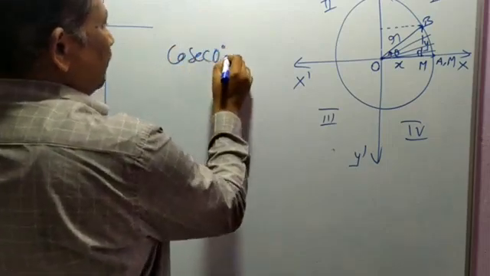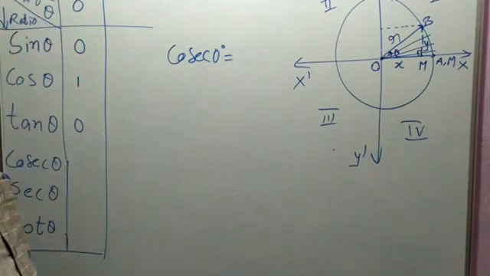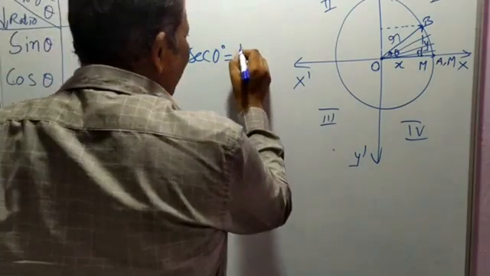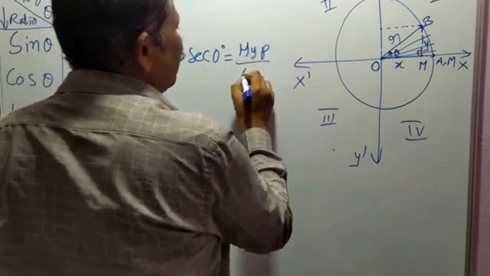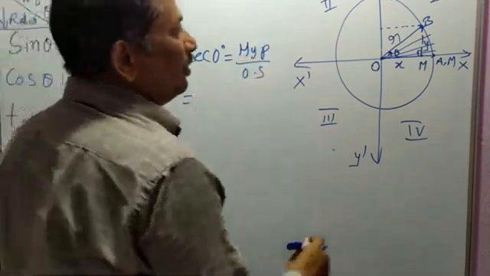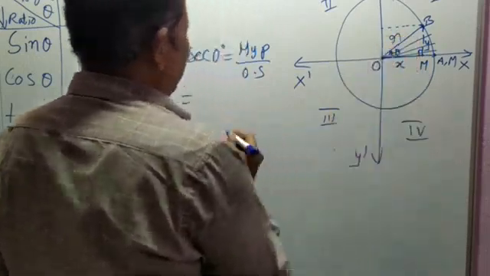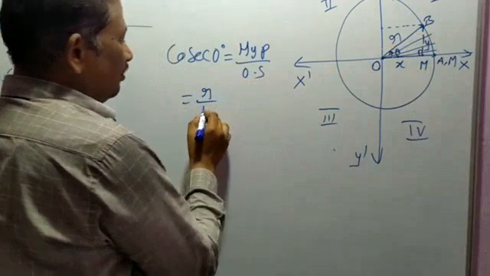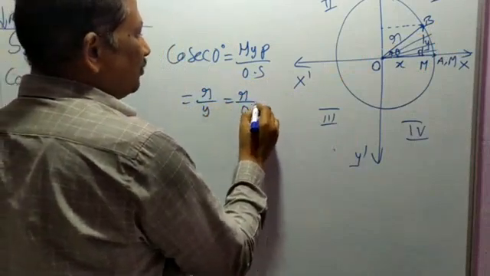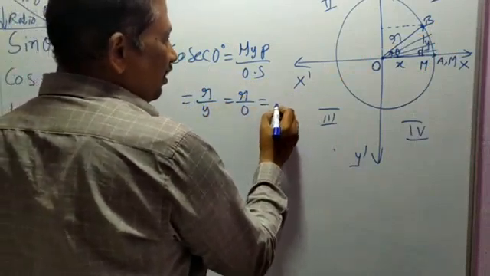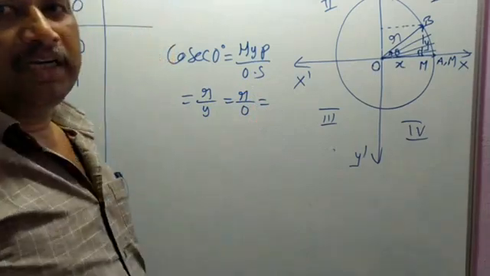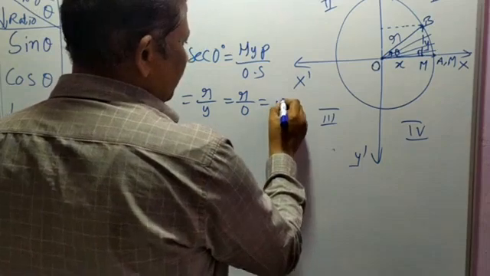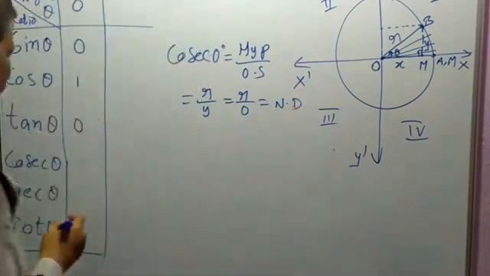Cosecant 0 degrees. Sine is opposite side by hypotenuse. Cosecant is hypotenuse side by opposite side. So here, what is the hypotenuse side? R. R by opposite side, which is y. Y becomes 0. So anything by 0 is not defined. Not determined, or not defined. Infinity. So it is not defined.